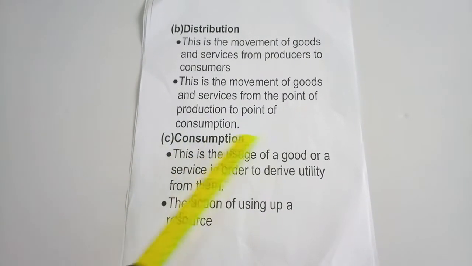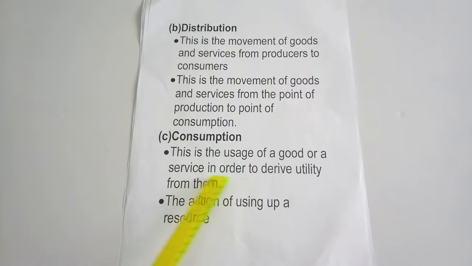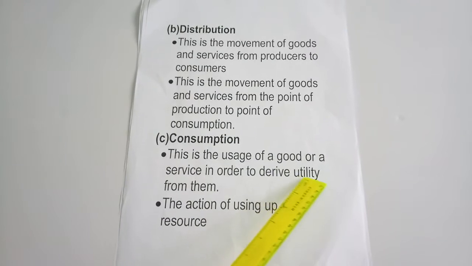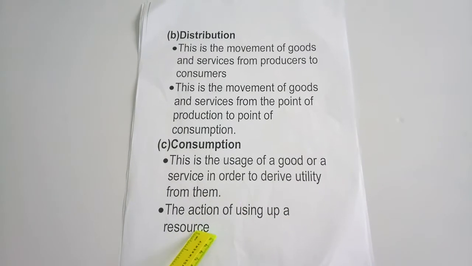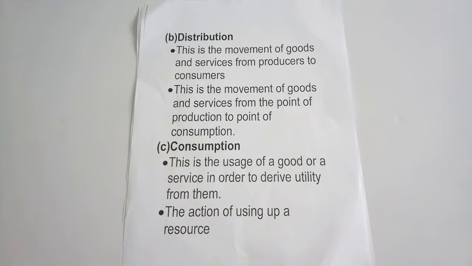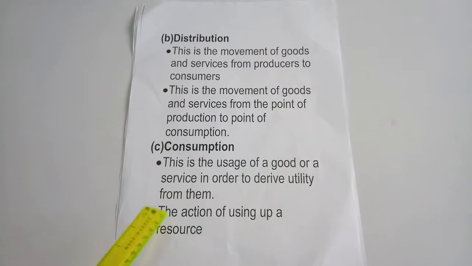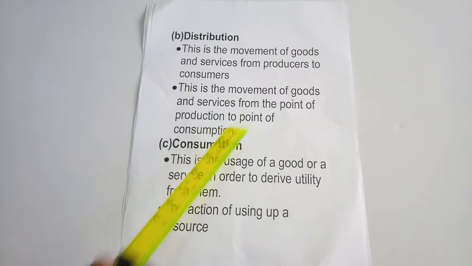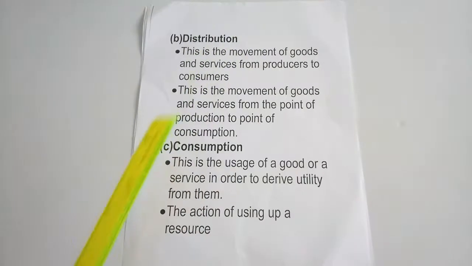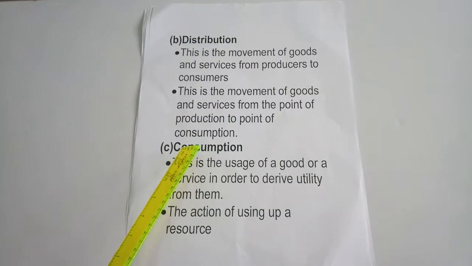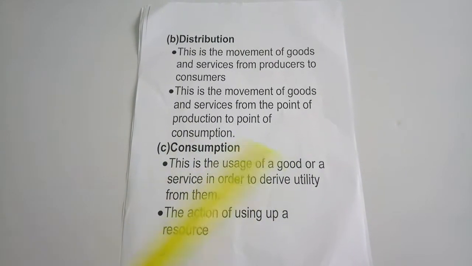Now, our third term, consumption. This is the usage of a good or a service in order to derive utility from them. It's simply the action of using up a resource. So once you obtain a loaf of bread and you eat, we say you are consuming. The loaf of bread was produced at a particular point, then it was distributed, meaning it was brought to where the consumer actually is. Then the consumer uses the good, which means he does what? He consumes the good. So consumption is simply what? Using the good or a service.